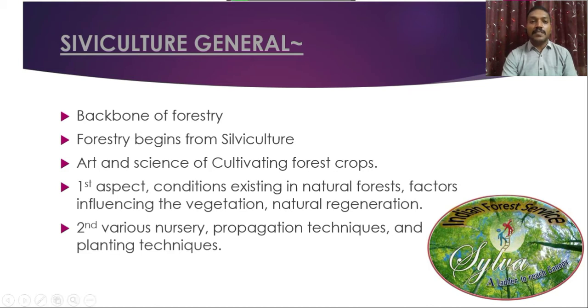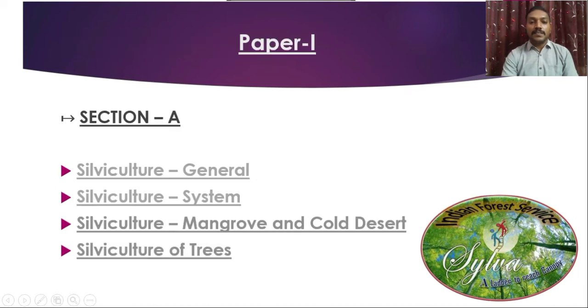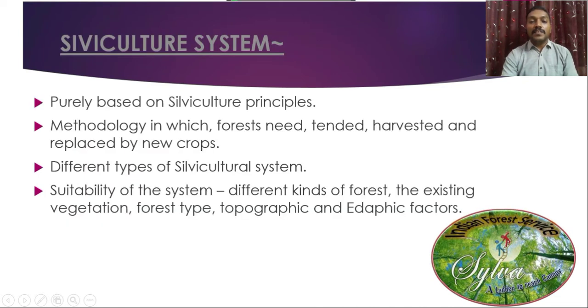The next important subject and its combination is silviculture system. Silviculture system functions purely based on silviculture principles. It is nothing but the methodology in which the forest needs to be tended, harvested and replaced by new crops. So it starts from the harvesting till the emergence of the new crop.